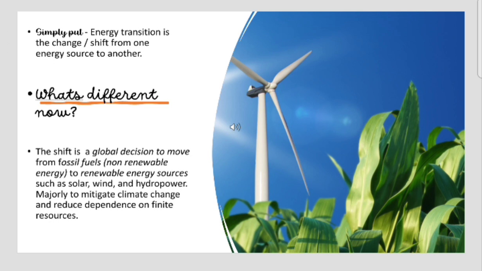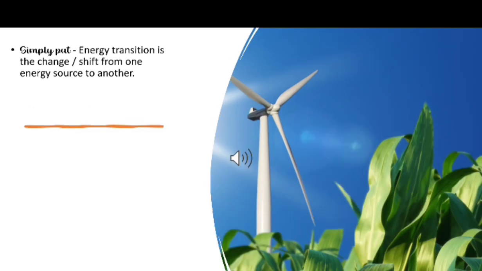So, to a layman, and just to break down all the complexities, to simply define what energy transition is, it is basically the change or shift from one energy source to another. Okay, so like I said, energy transition is the shift from one energy source to another. Okay, you may be asking, what is an energy source, or what are the various sources of energy we have?